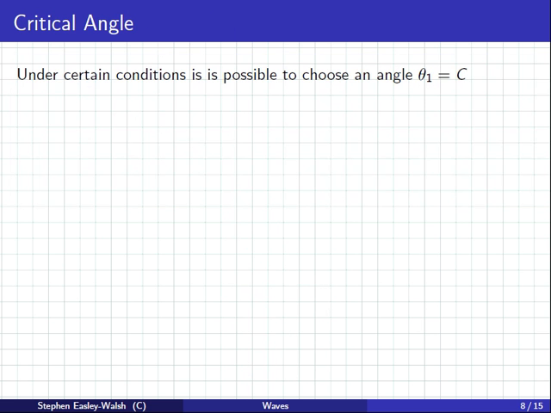Now, under certain conditions, it is possible to choose an angle for theta 1 so that theta 2 is 90. And this angle is called the critical angle. Let me show you.